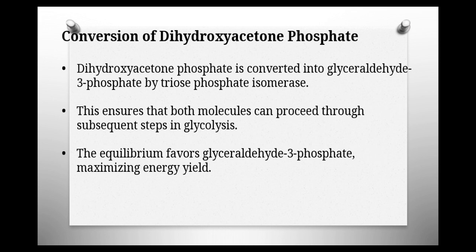Conversion of dihydroxyacetone phosphate. Dihydroxyacetone phosphate is converted into glyceraldehyde 3-phosphate by triose phosphate isomerase. This ensures that both molecules can proceed through the subsequent steps in glycolysis. The equilibrium favors glyceraldehyde 3-phosphate, maximizing energy yield.